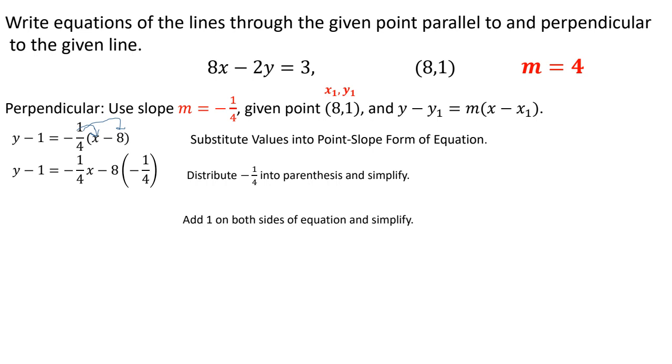And when I simplify that, okay, there we go. Okay, so when I simplify this, that negative times the negative is a positive. 8 divided by 4 is 2. So we have negative 1/4 x plus 2. Now the last thing I need to do is add 1 on both sides. And when I do this, 2 plus 1 is 3. Okay, so the equation that is perpendicular to this given equation is y is equal to negative 1/4 x plus 3. Okay.